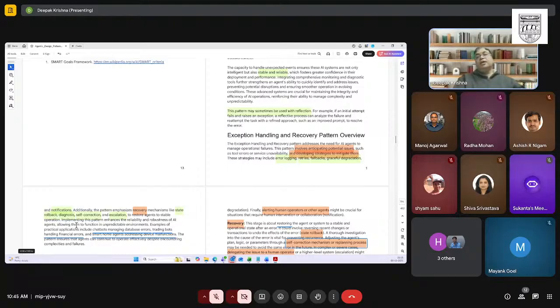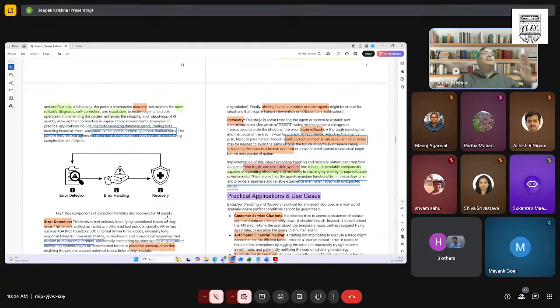Or if you are doing some financial trading, it can also have insufficient funds and other things, right? How can I address those things? Or suppose I have a smart home agent, right, which can switch on and switch off my lights and all my electrical appliances. Suppose some appliance is not working, my bulb got fused, right? My smart agent cannot make that fused bulb ready, right? So these are all the exception scenarios where we need this pattern, right?